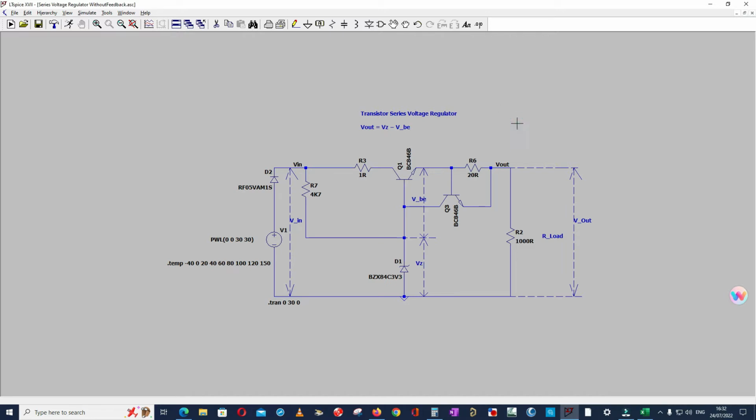So today I'm going to talk about the transistor series voltage regulator. As you can see, this is the circuit diagram for the transistor series voltage regulator.